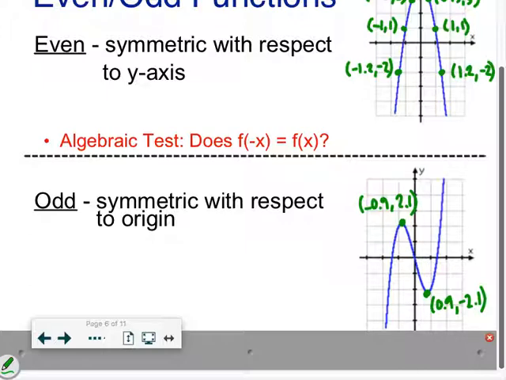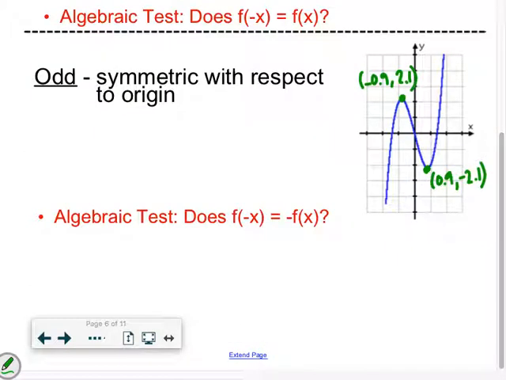Someone besides Chloe. They're both opposites. So not only is x changing sign, but so is y. So then our algebraic test for odd functions is, does f of negative x, putting in the opposite x, equal negative f of x, the opposite y? So make sure you jot down those two algebraic tests. F of negative x equals f of x for even. F of negative x equals negative f of x for odd.